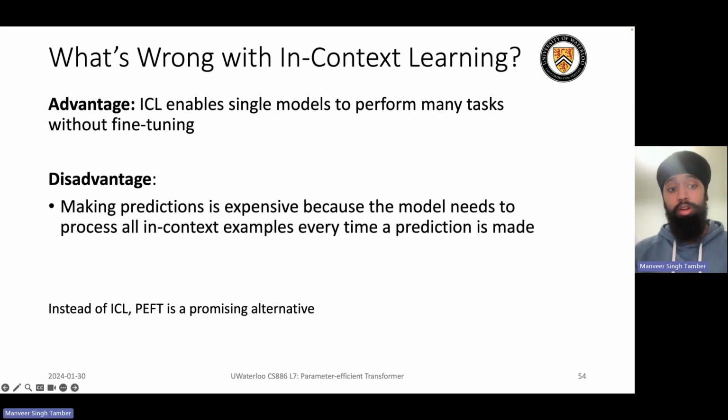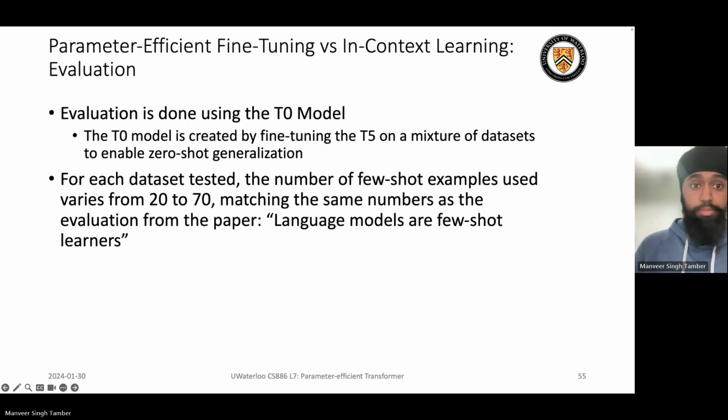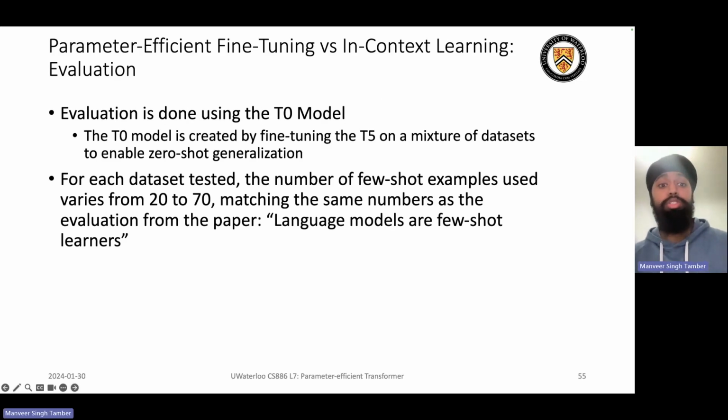So instead of in-context learning, PEFT is a promising alternative. How they evaluate their methods is they use the T0 model, which is created by fine-tuning the T5 model on a mixture of datasets to enable zero-shot generalization.